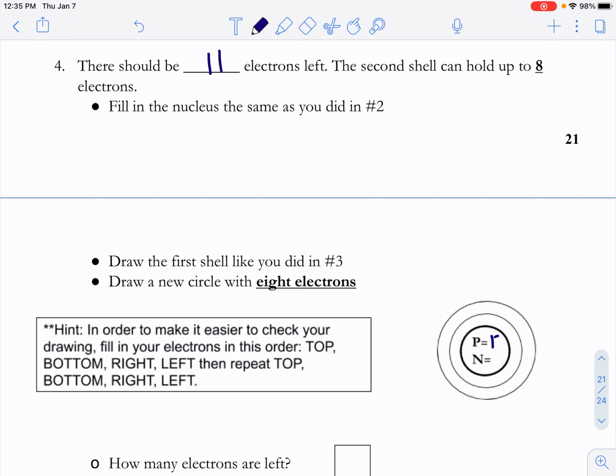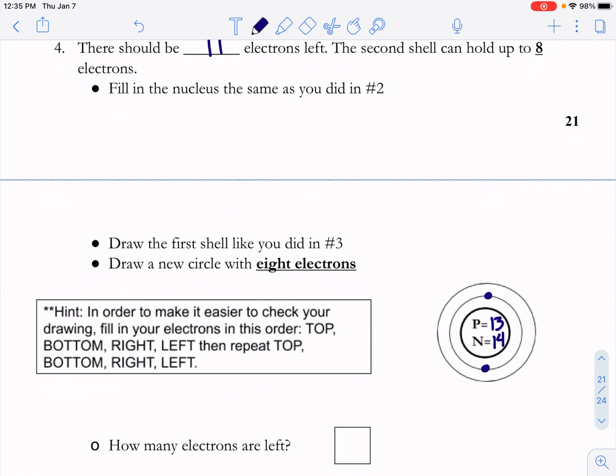Okay, 13 protons, 14 neutrons. And I'm going to redraw my first shell. I had 1 electron here, 1 electron here. Now in my second shell, or this is my new one right here that's been added, how many can I add? I can add 8. It goes 2, 8, 8, 8.